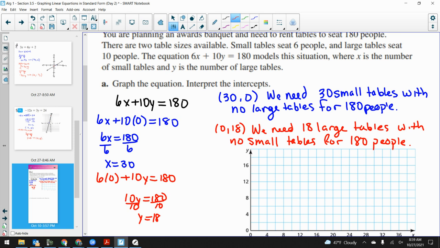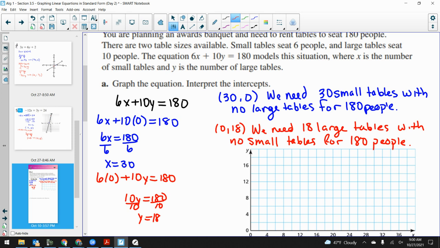Yes? Why do we need 2 equations for one? When it's asking how many tables we need, why are we saying we need 30 small tables and no large tables, and then saying that they only need large tables and no small tables? Because we're giving all the options. This is not saying we're having 2 banquets. This is saying if I wanted to only have large tables, I need 18 of them. If I wanted only small tables, I need 30 of them. Because later, in the next question, it asks, give me some possible solutions. We're going to give some points in the middle. We could have this many, then this many, and this many.